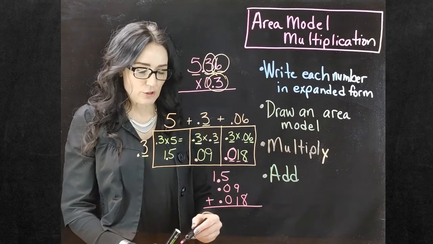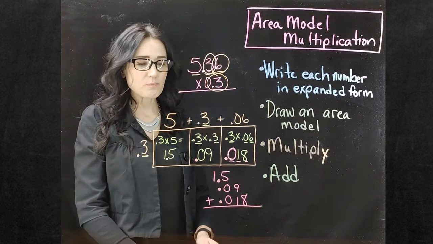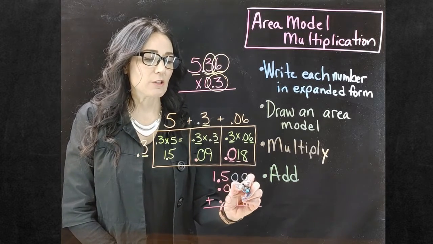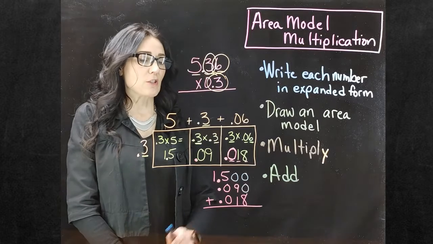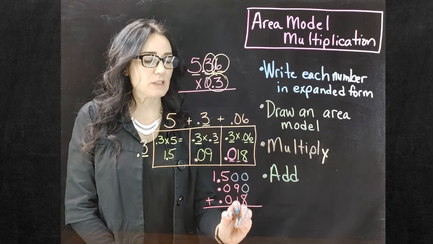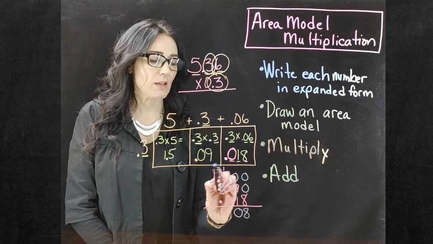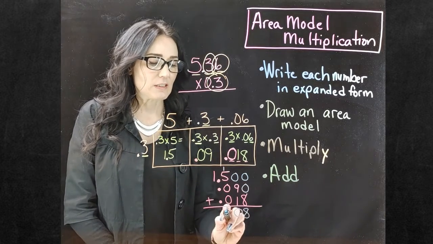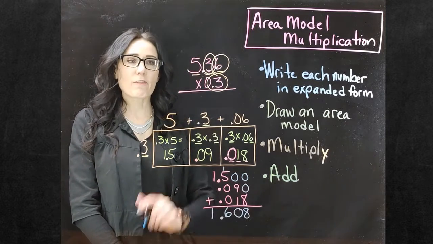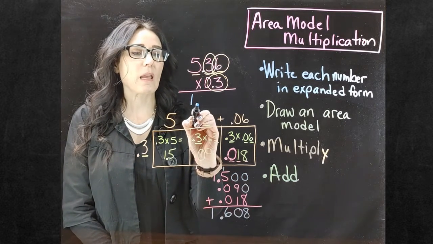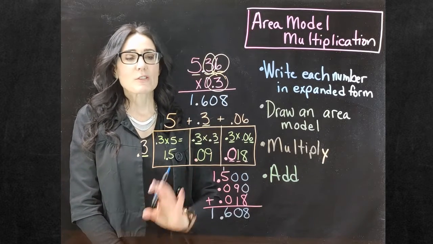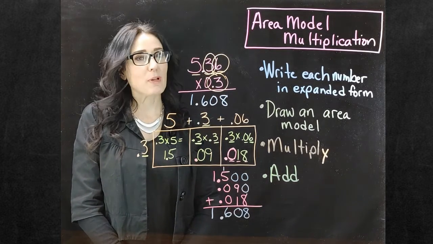Now one thing you can do when you are adding and subtracting with decimals, I always recommend filling in the empty spaces with zeros, especially for subtraction. So now that we've done that, we can go ahead and add that up. 8 plus zeros are 8. 1 plus 9 is 10. I'll carry the 1. 1 plus 5 is 6. Bring down my decimal, and 1. So we would say our final answer for this is 1 and 608 thousandths. So that is how you use the area model when you're multiplying by decimals.